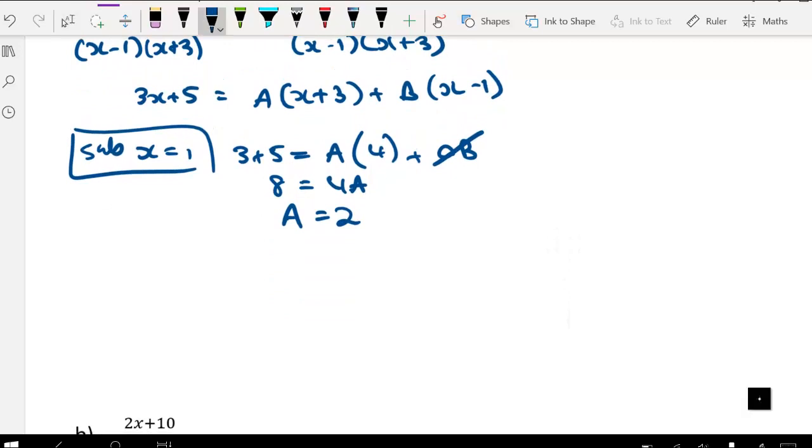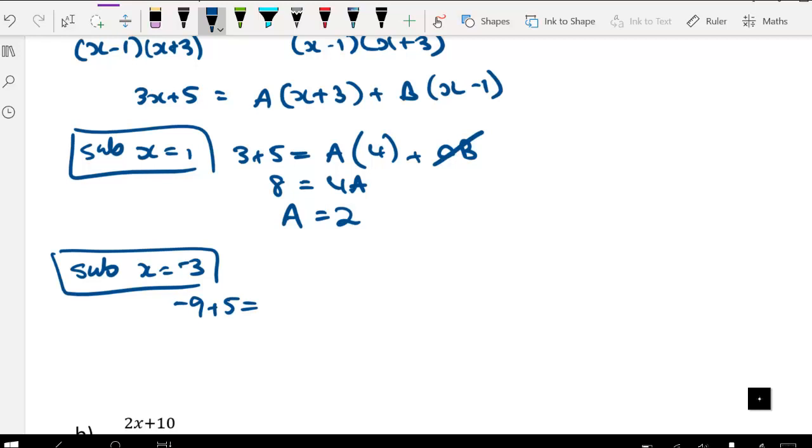The other thing that I need to sub in is x is equal to negative 3. So now I've got 3 lots of negative 3, which is negative 9 plus 5. And we've got 0 lots of A. And we've got negative 3 take 1, which is negative 4B. So we have negative 4 is equal to negative 4B, and therefore B is equal to 1.